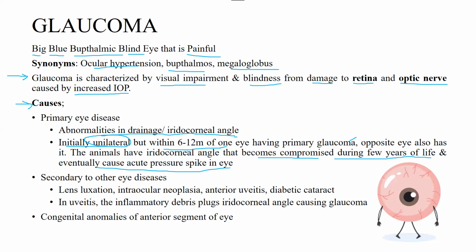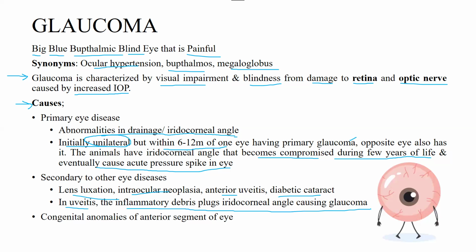So this was the primary eye disease. Then we have secondary glaucoma due to other diseases. There are many diseases which will start to happen in the eye, and as a complication and sequela lead towards glaucoma at the end. These include lens luxation, intraocular neoplasia, anterior uveitis, and diabetic cataract. The pathogenesis of one of these is written here. In uveitis, what we see is that inflammatory debris plugs the iridocorneal angle, causing glaucoma.